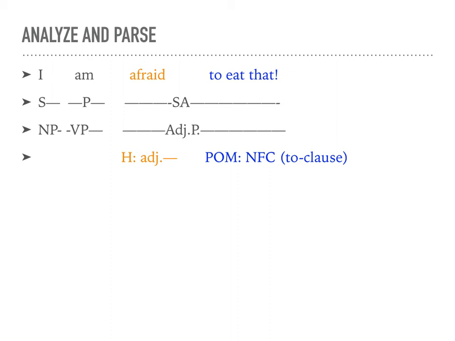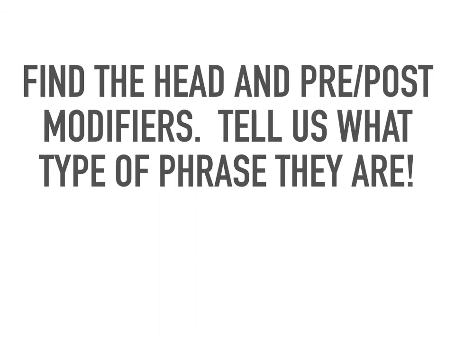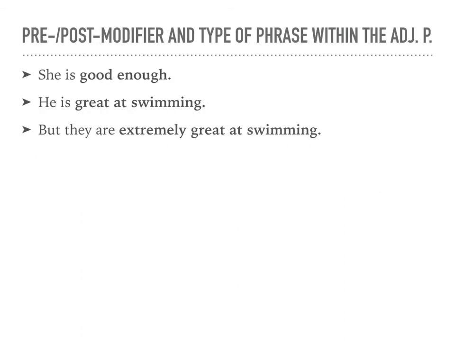So we're going to practice with a few more sentences so that you can see how these adjective phrases work, and in these following sentences you're going to find the head and the pre and post modifiers, and you're going to tell us what type of phrases they are. So we're going to look here at the following sentences. She is good enough. He is great at swimming, but they are extremely great at swimming.